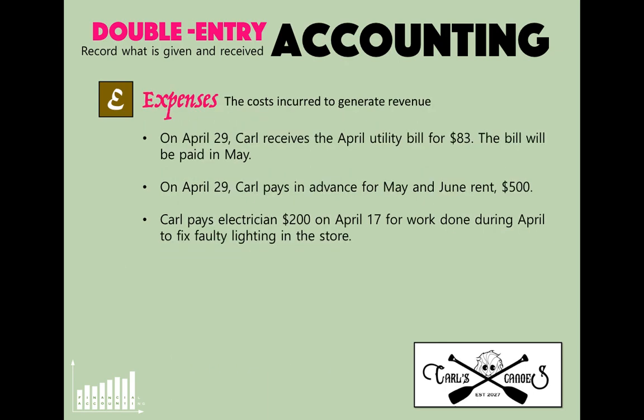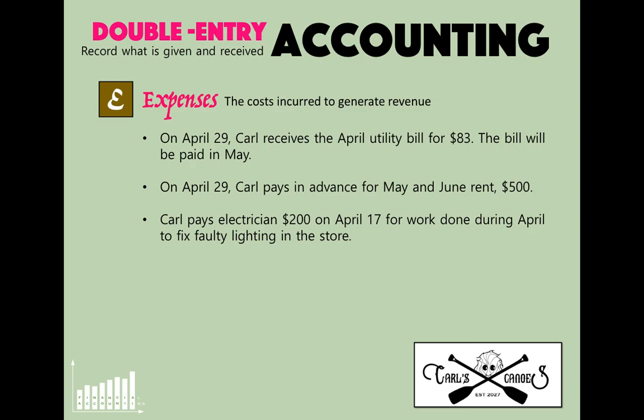Let's talk about expenses. Expenses are the costs incurred to generate revenue. So, on April 29th, Carl receives the April utility bill for $83. The bill is going to be paid in May. On April 29th, Carl pays in advance for May and June rent. $500 total. $250 a month.